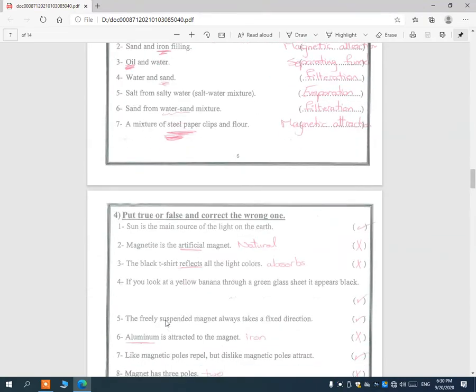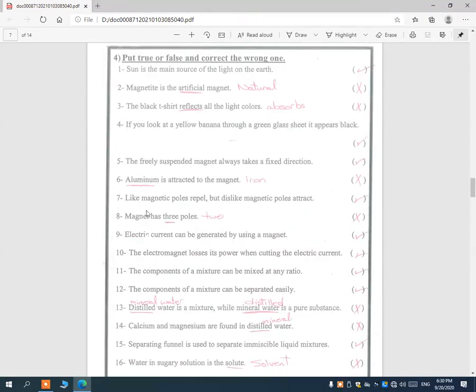Okay, let's start the true or false. Put true or false and correct the wrong one. When you see something wrong, you will underline it and write the right word. Number 1, the sun is the main source of light on earth. True. Number 2, magnetite is an artificial magnet. False. It is a natural magnet.